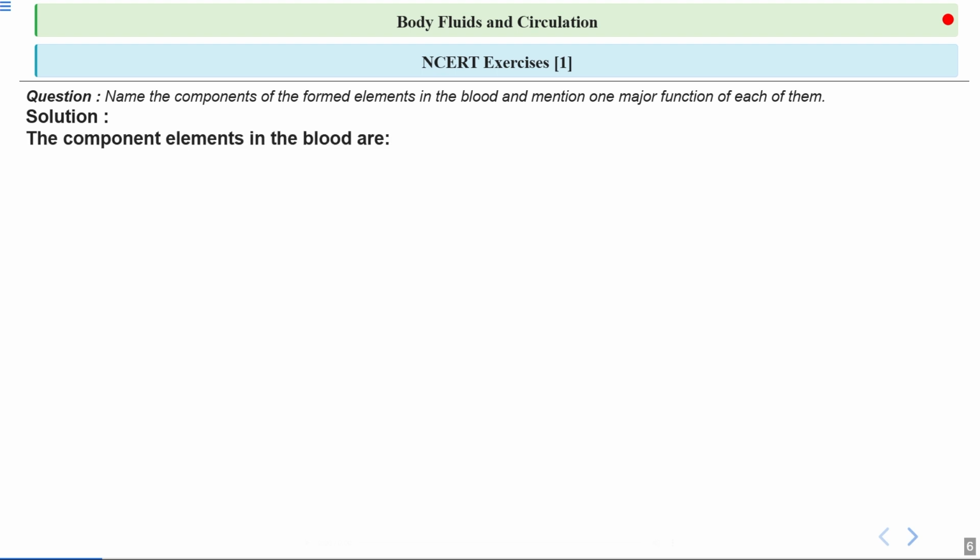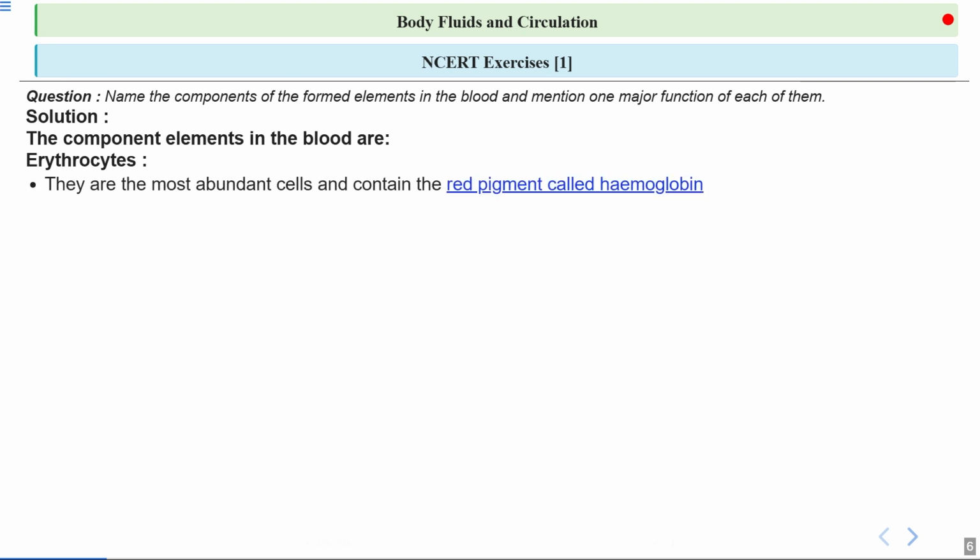Now the components of blood are as follows. The first one is the erythrocytes. They are the most abundant cell and contain the red pigment called hemoglobin. Erythrocytes are also known as RBCs or red blood cells. Hemoglobin is an iron-rich protein that gives blood its red color and is responsible for transporting oxygen from the lungs to body tissues and carbon dioxide from the tissues back to the lungs.